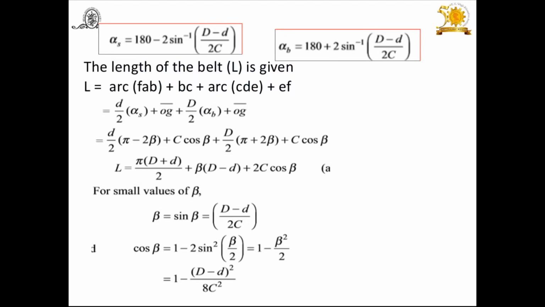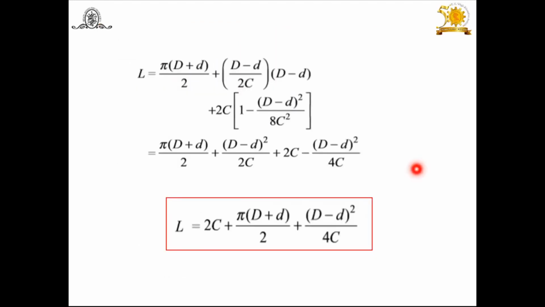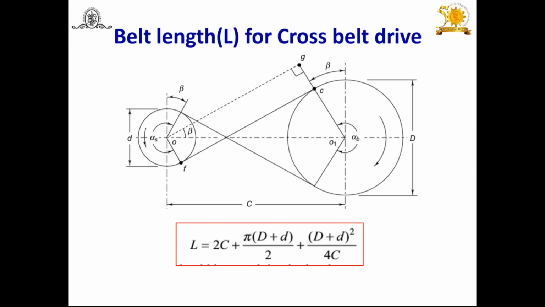Then substituting all these values, at the last you will get the length of open belt drive: L is equal to 2C plus pi in bracket (D plus small d) complete by 2 plus (capital D minus small d) bracket square by 4C. C is the central distance. This is the length for open belt drive. Then again we can find out the belt length for cross belt drive.